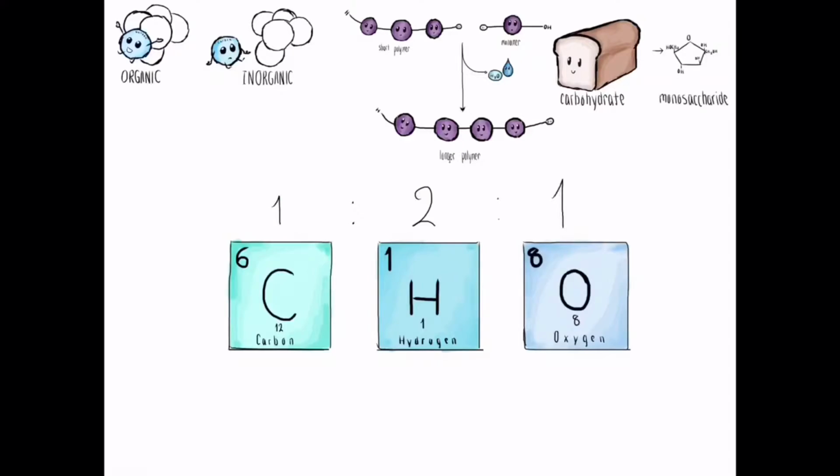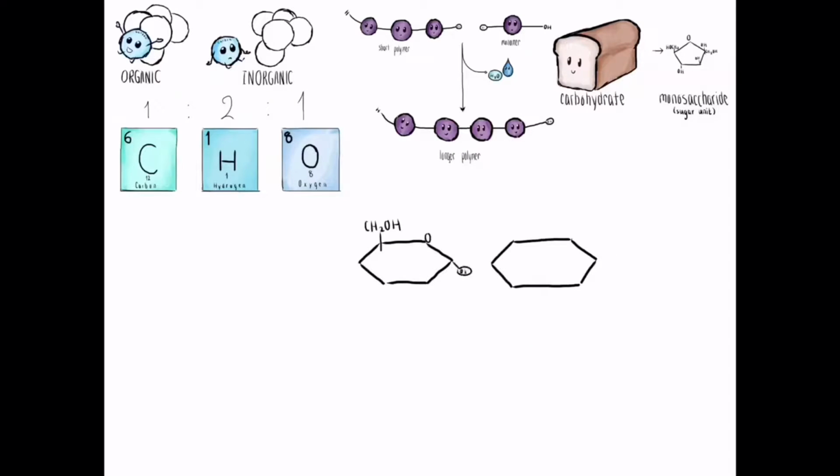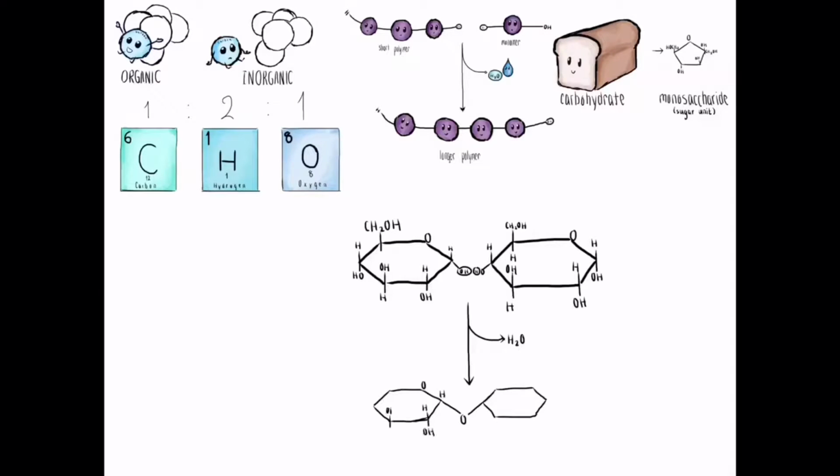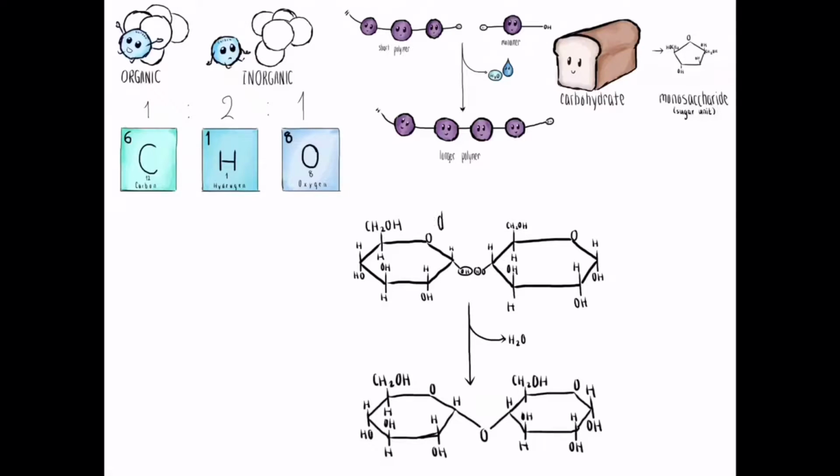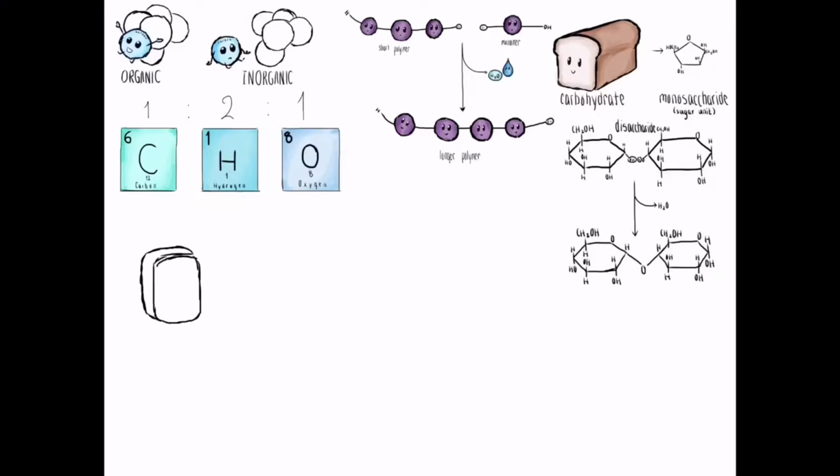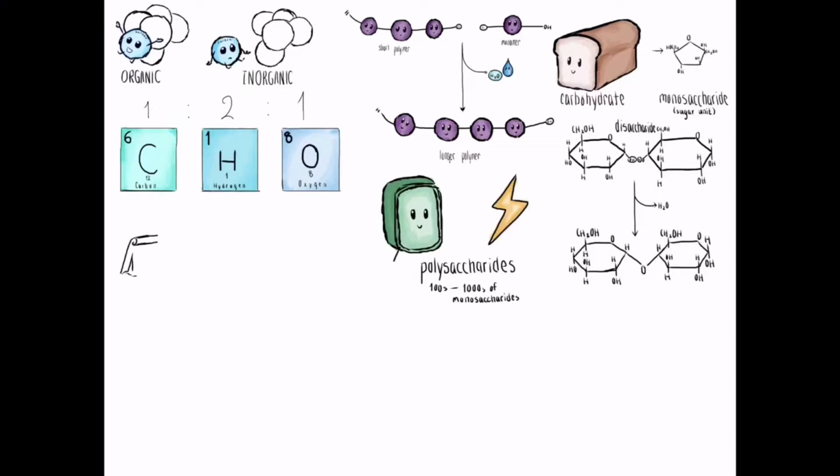Carbohydrates always have carbon, hydrogen, and oxygen in a 1 to 2 to 1 ratio. Disaccharides are just two monosaccharides joined together through a dehydration reaction. Polysaccharides, like disaccharides, are composed of monosaccharides. A polysaccharide can contain hundreds to thousands of monosaccharides. They function as structural units and as energy storage. Some examples would be starch, cellulose, and chitin.